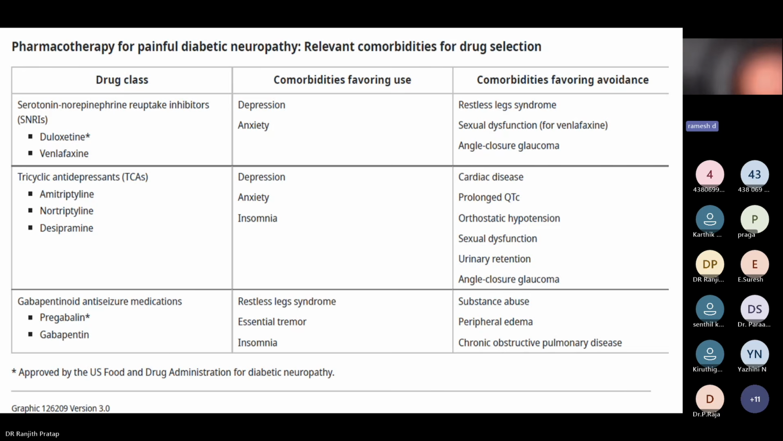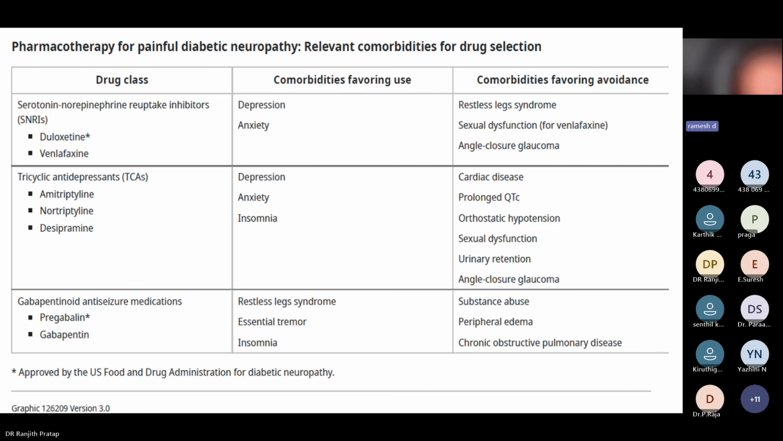The FDA approves only duloxetine, pregabalin, and the capsaicin patch. Only 3 drugs are approved by the FDA. The other drug classes are SNRIs, serotonin norepinephrine reuptake inhibitors, tricyclic antidepressants, and the gabapentinoid anti-seizure medications. These are the first line drugs. You have to choose these drugs based upon the comorbidity. Whenever the patients have restless legs syndrome, essential tremor, or insomnia, you can prefer the gabapentinoid medications. Whenever the patient has depression and anxiety, you choose SNRIs.